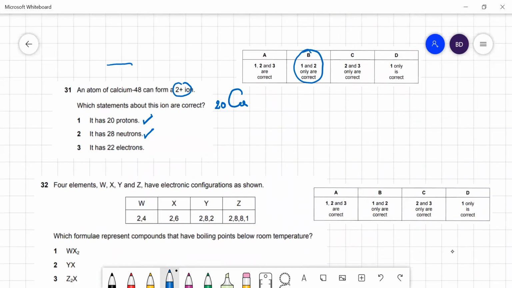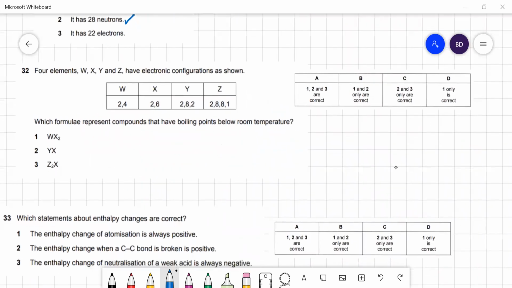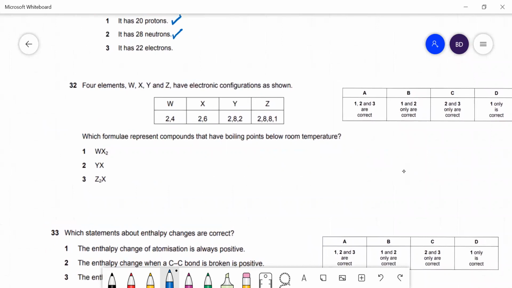32. 4 elements W, X, Y, and Z have electronic configurations as shown. Which formula represents compounds that have boiling points lower than room temperature? Now, first of all, it can't be ionic. Ionic compounds have high boiling points, don't they? So now you can see Y and Z are metals. Y will form a 2+ ion. Z will form a 1+ ion. So it can't be anything with Y or Z in. So it can't be that, and it can't be that. So it can only be 1.